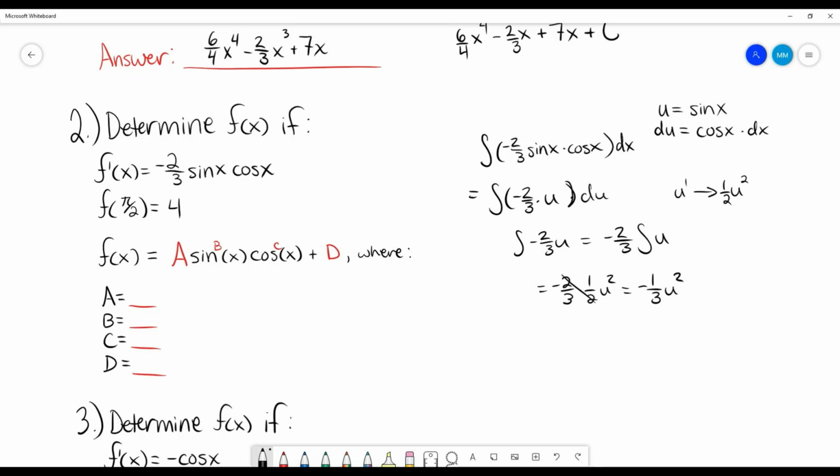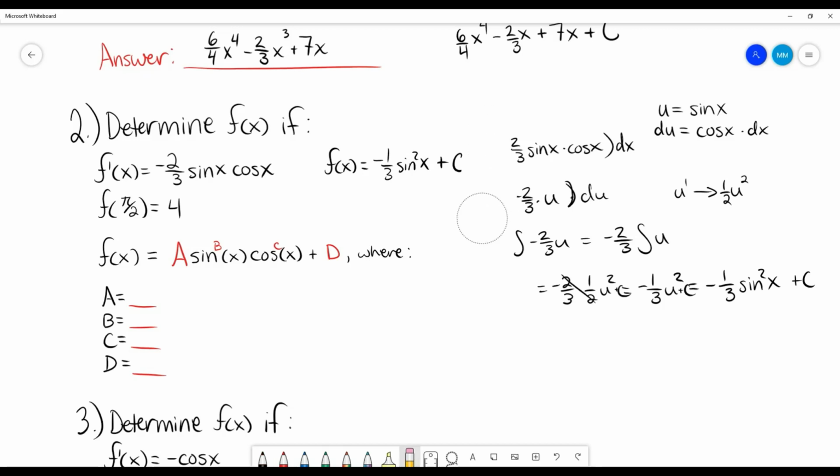And now we just plug back in u. And so the integral here is negative 1/3 sine squared of x. And oh, I made a really common mistake, which is forgetting my plus c. You always want to write your plus c just so you don't forget it, because forgetting it can mess up your equations. But this is our function. So I know that f of x equals negative 1/3 sine squared of x plus c.